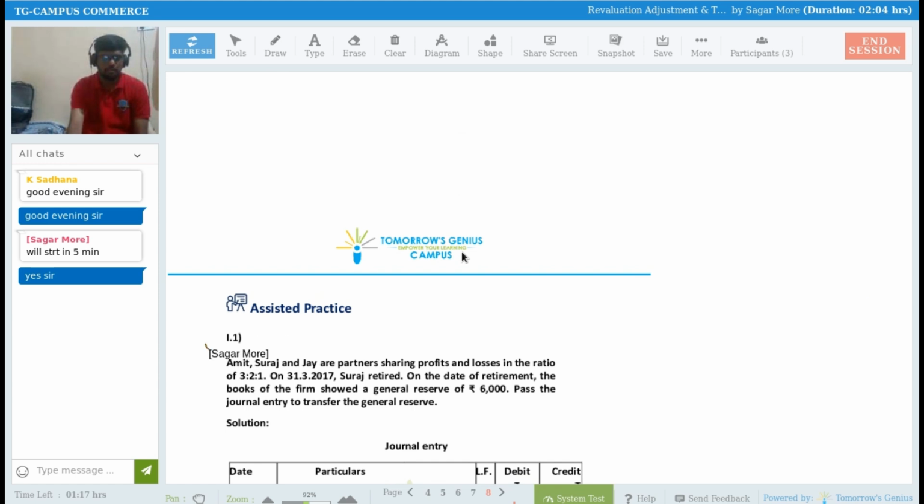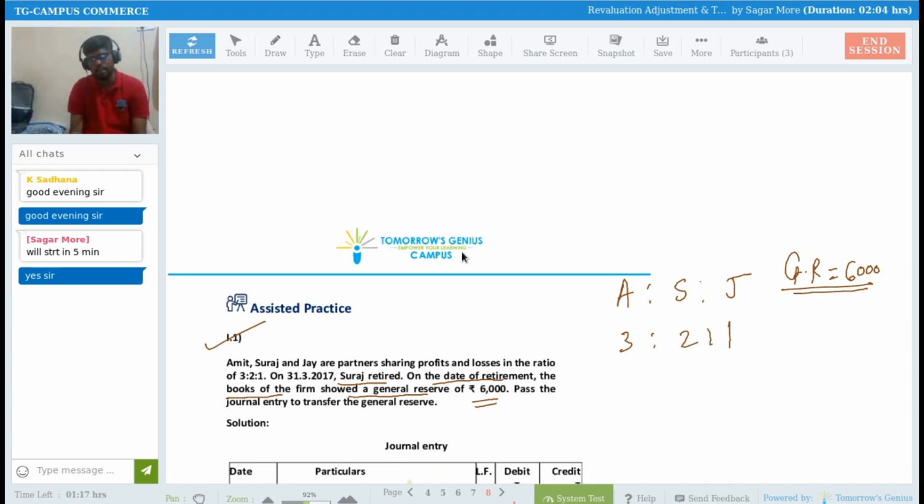See the question. Amit, Suraj and Jay are three partners sharing profits and losses in the ratio of 3:2:1. On 31st of March 2017, Suraj retired. On the date of retirement, the books of the firm showed a general reserve of rupees 6,000. General reserve is nothing but your profit, right? Pass the general entry to transfer the general reserve.